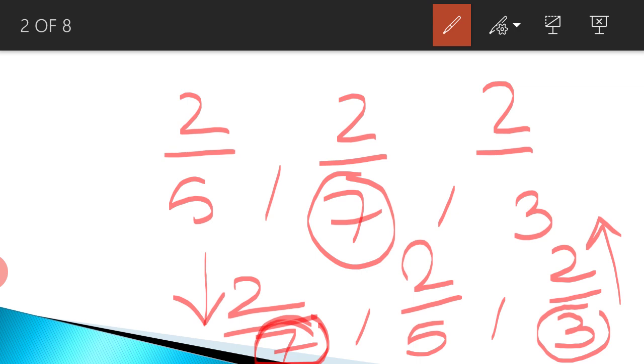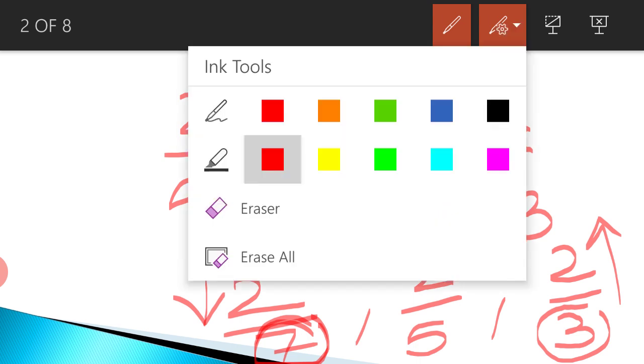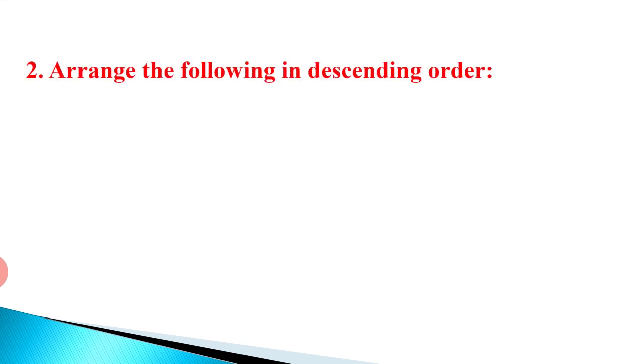And let us go for the exercise question, that is question number 2. Now in question number 2, you have to arrange the following in descending order. Now what is descending order? We have two types of order, ascending and descending. Ascending means going up, descending means coming down, that is bigger to smaller.